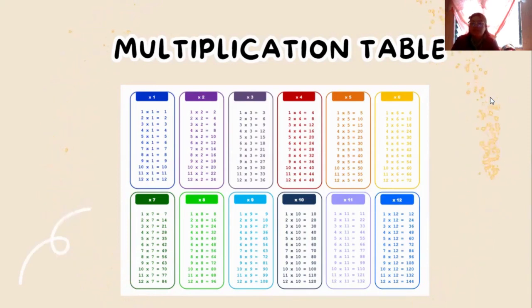And 6 times 4 is 24. 7 times 4 is 28. 8 times 4 is 32. 9 times 4 is 36. And 10 times 4 is 40. 11 times 4 is 44. 12 times 4 is 48.